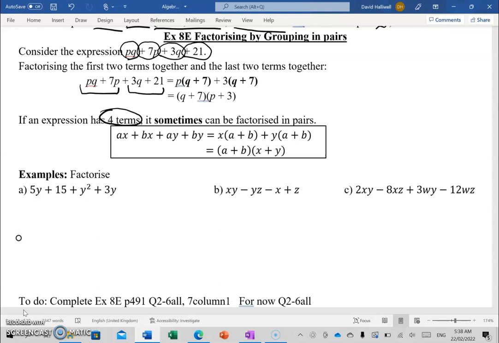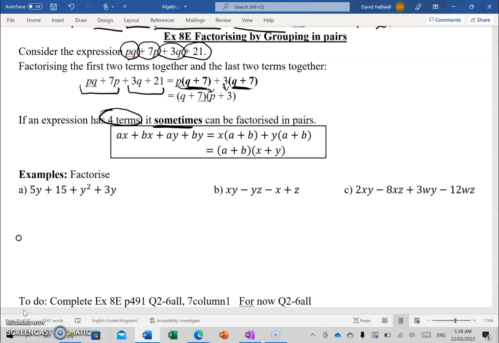And we just factor out what we can from the first 2. We take out the highest common factor, which would be p. We've got q plus 7 left, and then the second pair, we factor out what we can, which is 3, and then we've got a q plus 7. And notice, and this is the thing that we're always looking for, the magical thing, we get the q plus 7 common factor to both parts here. So we can take the q plus 7 out and we write the remaining factors in the second bracket. That's the procedure for grouping in pairs. It doesn't always work, but usually the numbers are nice so that it will work.